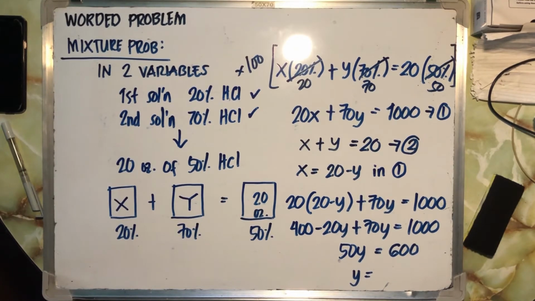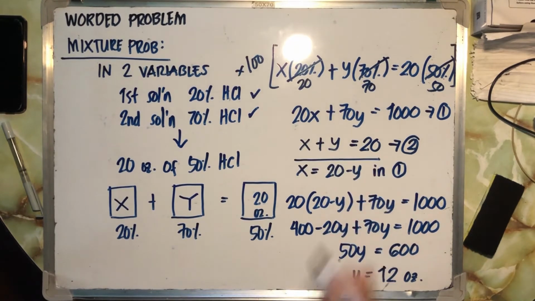12. Tama? 600 by 50 is 12. Okay. Ibig sabihin, 12 ounces of 70%. Kasi yun yung y, no? 12 ounces of 70% ang ihahalo natin. And ilan naman ang 20%.